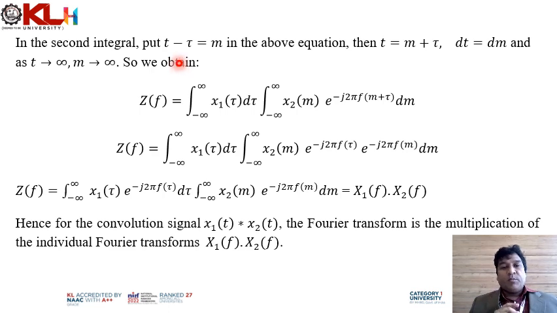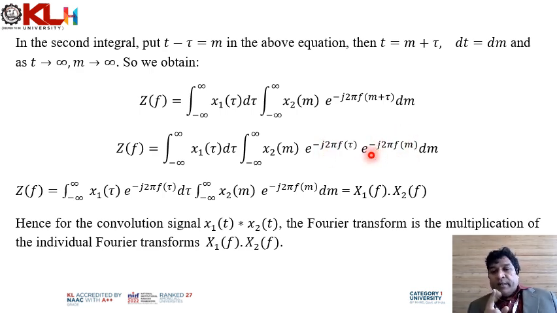Now we are going to simply substitute t minus tau as m. Therefore, we can write the first part of the integral as it is, integral of x1 of tau d tau. Then the second integral is x2 of, earlier it was t minus tau, now that becomes x2 of m, then e power minus j2 pi f t. In the place of t we write m plus tau, and in the place of dt we write dm. Now here we have e power a plus b, which we can factor as e power a into e power b.